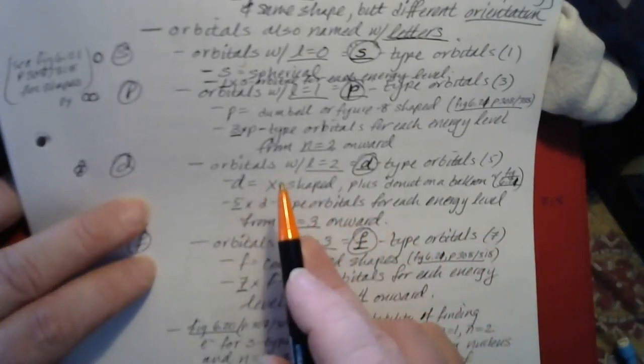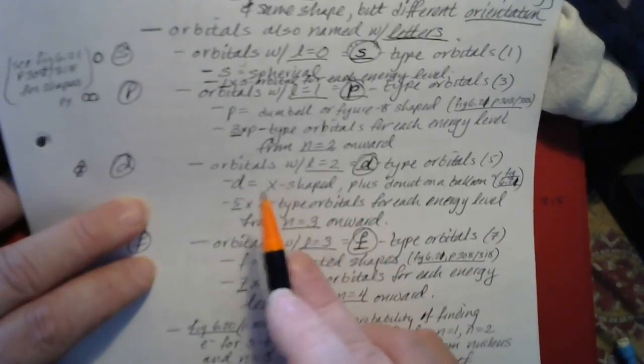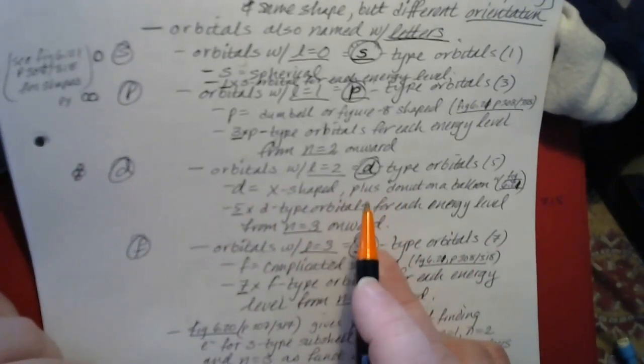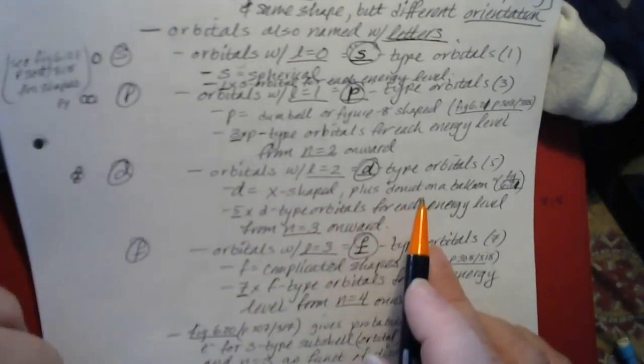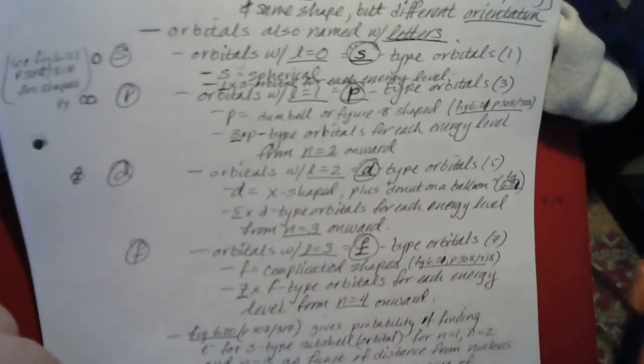And with the d's is where the shapes start getting fairly complicated. They're kind of X-shaped, and there are like 4 different ways that you can orient that. Plus, there's this other weird one that looks sort of like a donut stuck onto one of those long, skinny balloons. And that's for a total of 5 d-type orbitals in each principal energy level that has them.